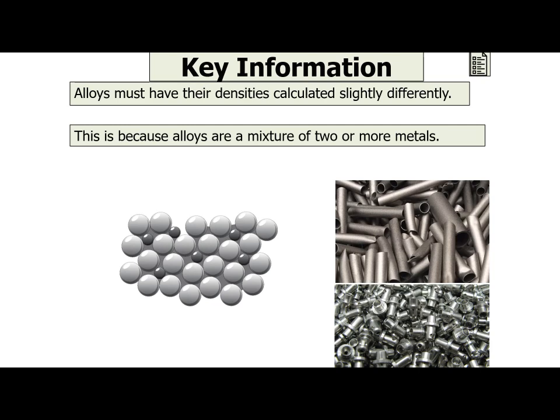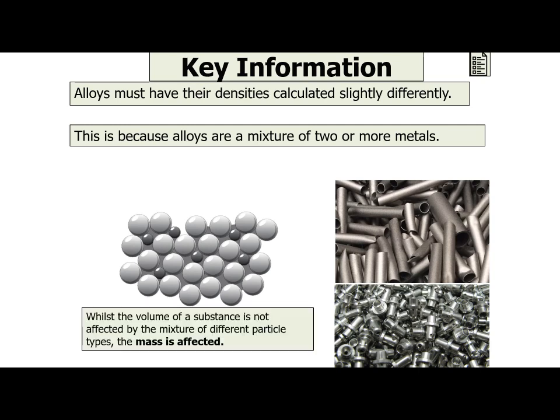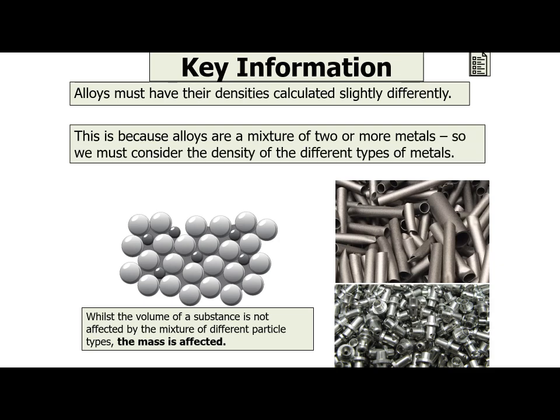That's because alloys are a mixture of two or more metals. Now, whilst the volume of a substance is not affected by the mixture of the different particle types, the mass of the object is affected. So it's a very important idea. So we must consider the density of different types of metals.